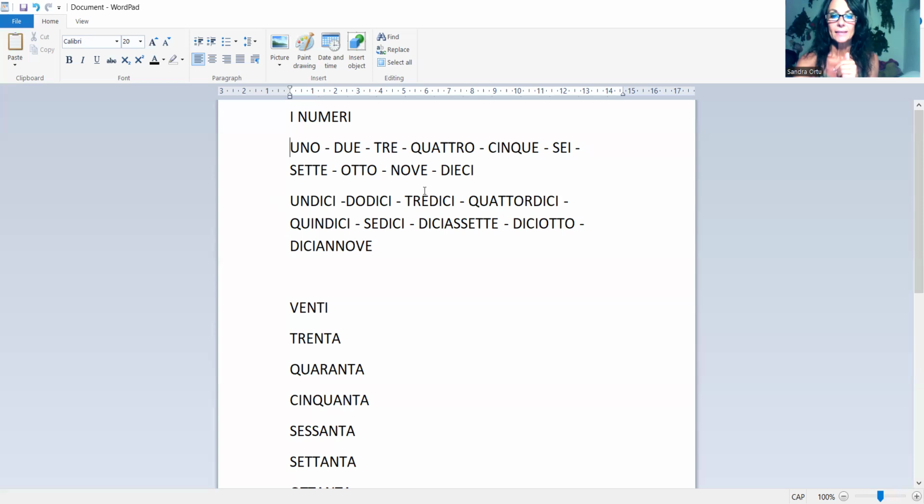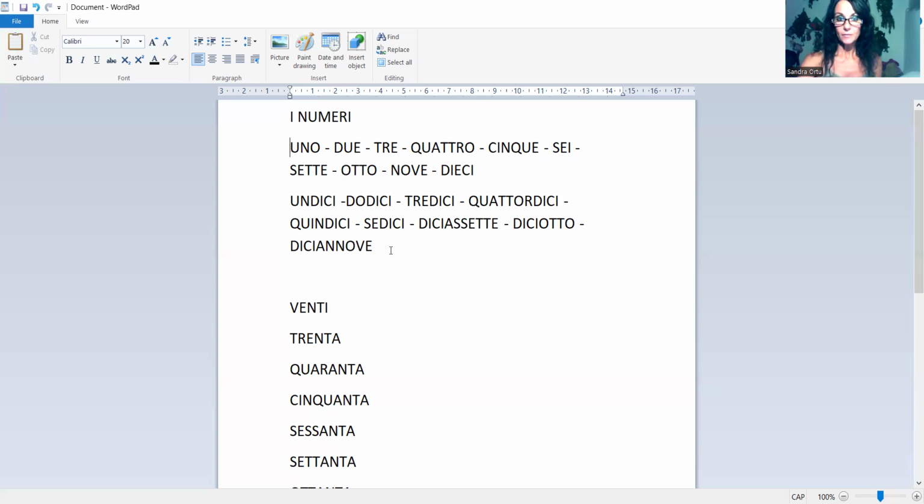12, 13, 14. Look very well at the way they are written. 15, 16, 17. Can you see here? They swap the order, let's say. Instead of having the number and then number 10 afterwards, we have number 10 plus the number afterwards. So 17, 18, 19. Look very well at the way they are written.